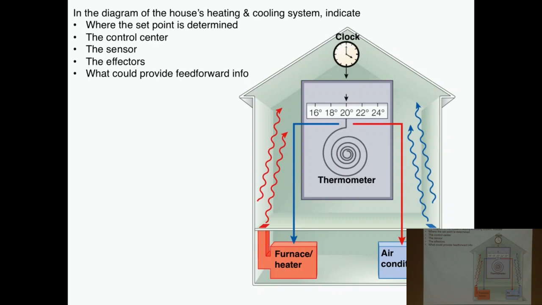Right, so it's going to be signals from the thermostat that will activate whichever one is appropriate if the actual temperature is too high or too low. And where could you get some feed-forward information in this system? The clock, yes. And so what is the clock going to do?